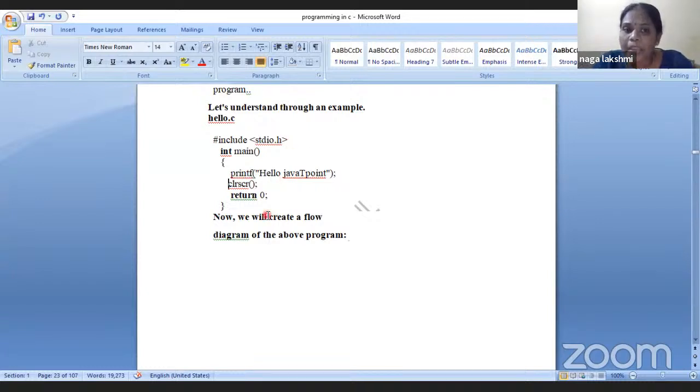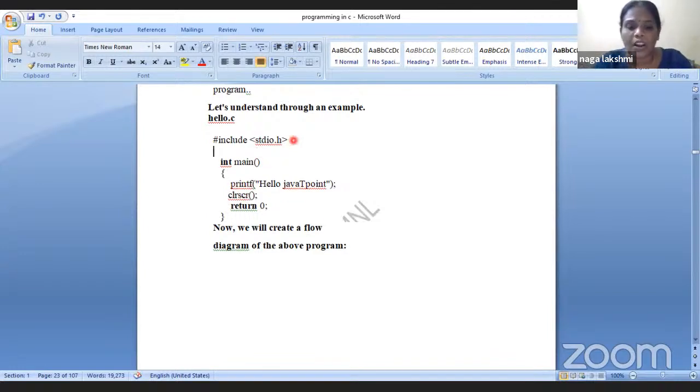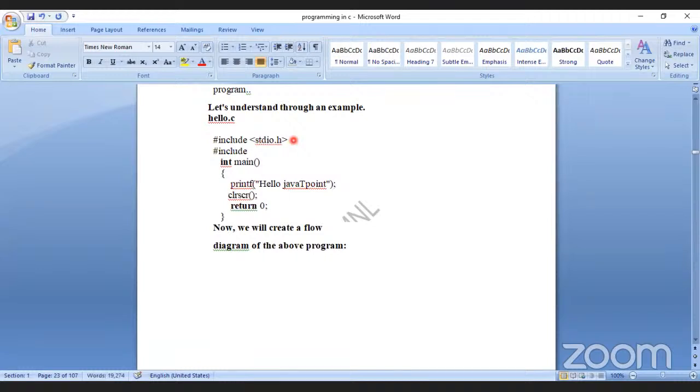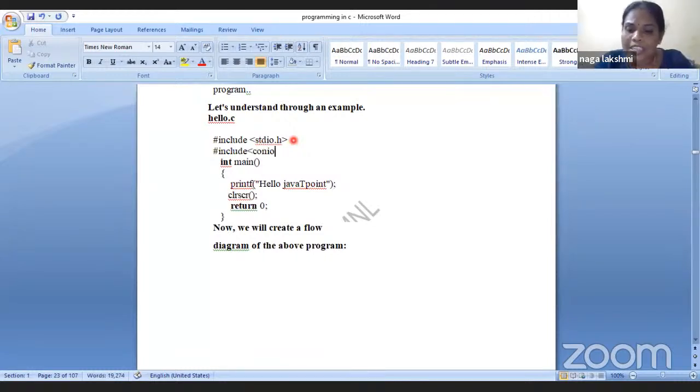here you will get an error. Why? Because clrscr is also a keyword which is not defined under the standard input output header file. Got my point? So for this we have to include one more header file, that is #include <conio.h>. Very good. Now you understand what we are using header files for?